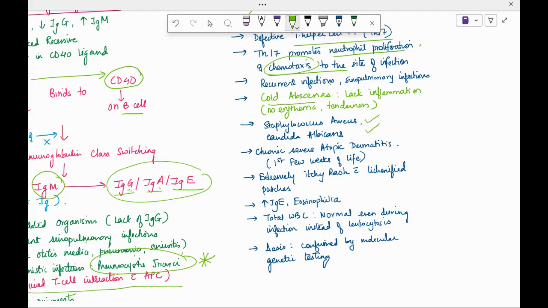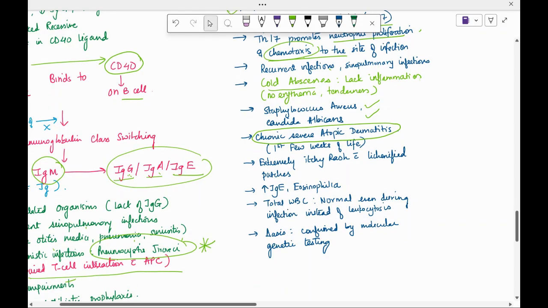Okay. Chronic, now usually within the first few weeks of life, and usually the first presenting feature of this hyper IgE syndrome is chronic severe atopic dermatitis, and it is seen in the first few weeks of life. So there is an extremely itchy rash and lichenified plaques, and there is an increase in the IgE. There is eosinophilia. Okay. Now the total WBC count, this is important because there is a defect in the chemotaxis. Okay. And even the neutrophil proliferation.